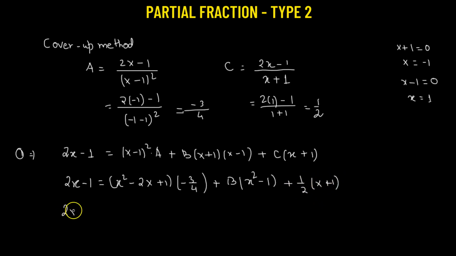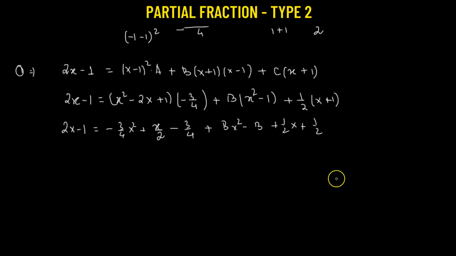So let's simplify. So we have 2x minus 1 equals to negative 3 over 4 x squared plus x over 2. So it will be negative 3 over 4 plus b times x squared minus b plus half multiplied to x plus half. Right. Which further simplification gives us 2x minus 1.